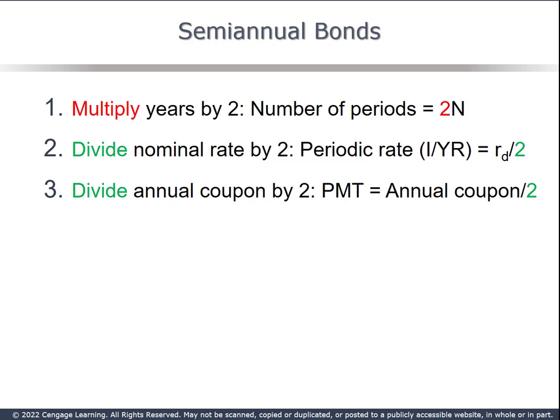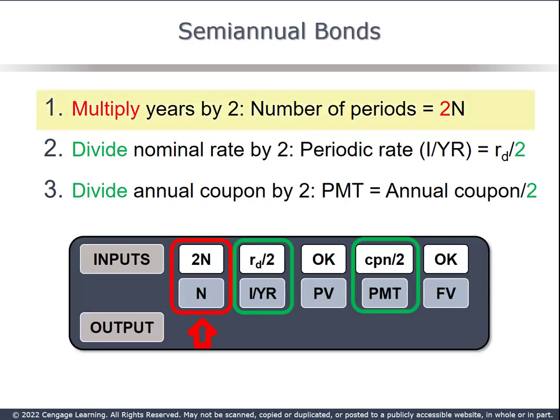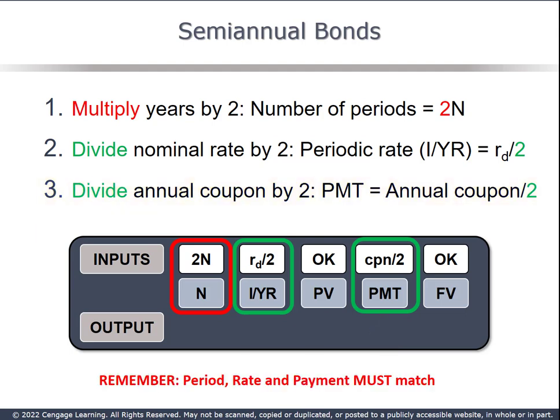With a semi-annual payer, N is the number of 6-month periods to maturity, years to maturity times 2. IY is yield to maturity divided by 2. Remember that a yield to maturity is quoted as an APR, so we can simply divide by 2 to find the 6-month rate. Payment is the face value times the coupon rate divided by 2, the amount paid every 6 months. Remember, period, rate, payment must match.